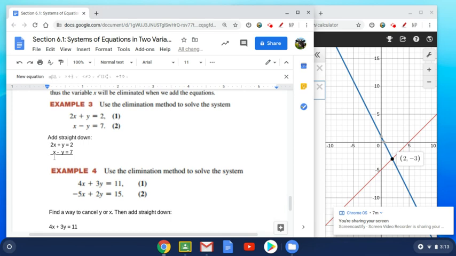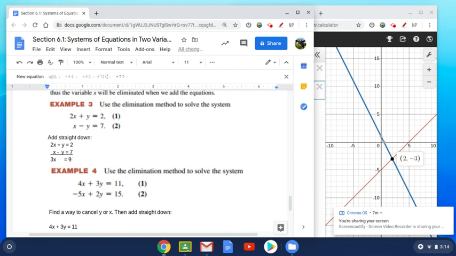So I'd say 2x plus x. What does that give me? Well, that's 3x. But then look what happens when I go to the y's. Y plus -y. Well, they cancel each other out, so there is no more y. And then I go to the end. 2 plus 7 is 9.